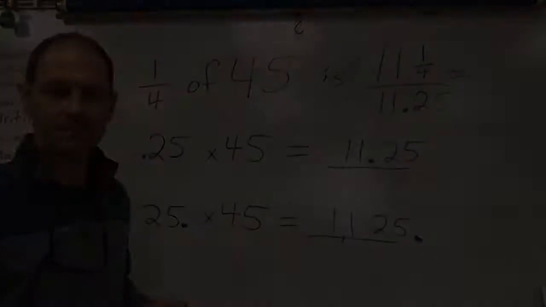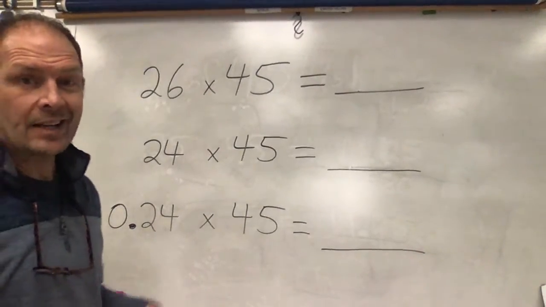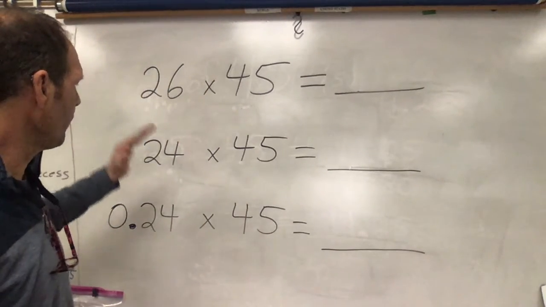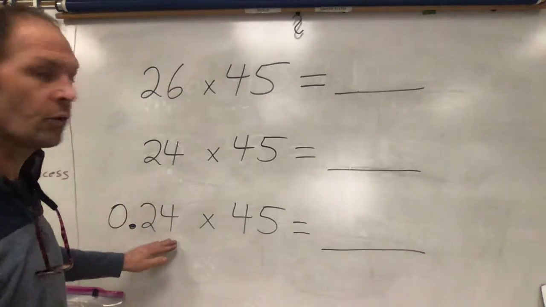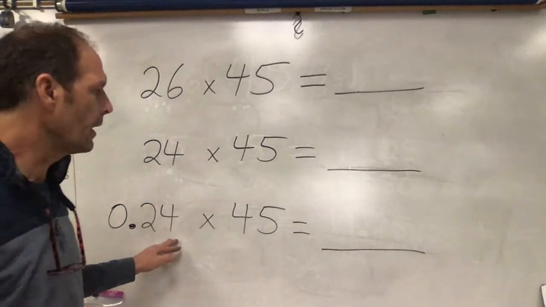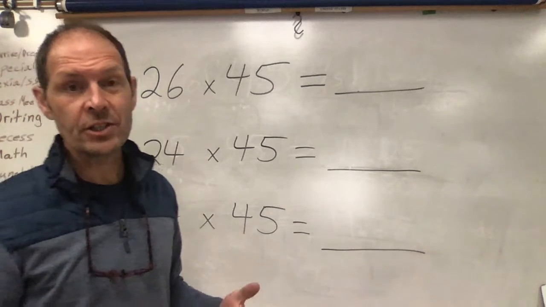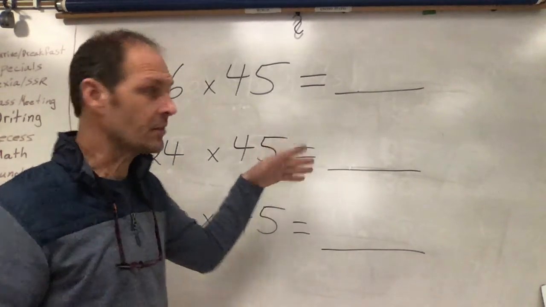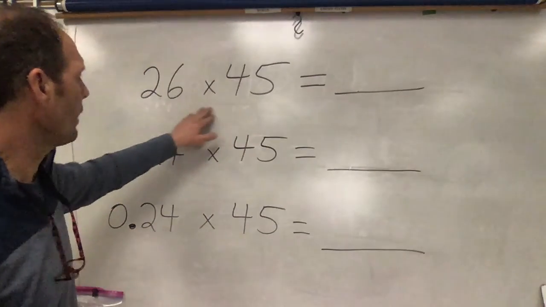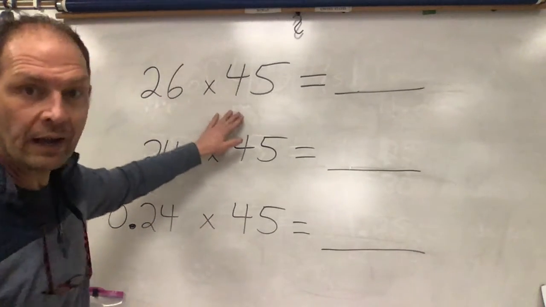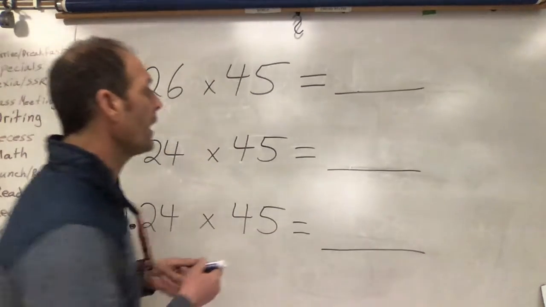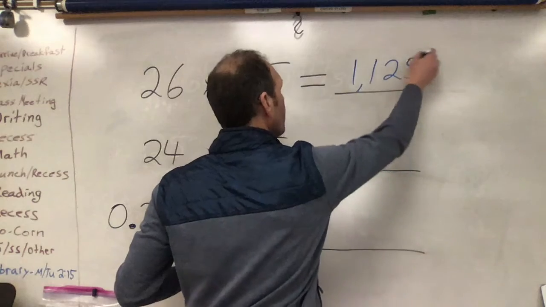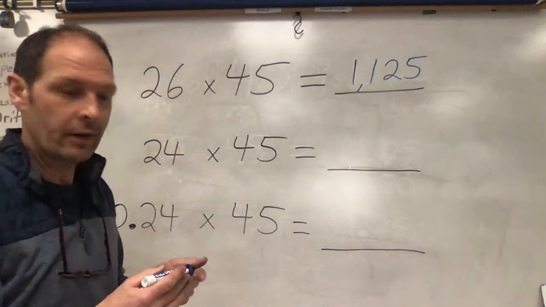Then we're going to do the final row on the first batch of problems. Okay, we're to the last line in section 1. What we've got is 26 times 45, 24 times 45, and 24 hundredths times 45. Again, we're going to use those number relationships. We're going to use the things we've already figured out to help us get these. So we figured out last time what 25 times 45 was. We figured out that it was 1,125.